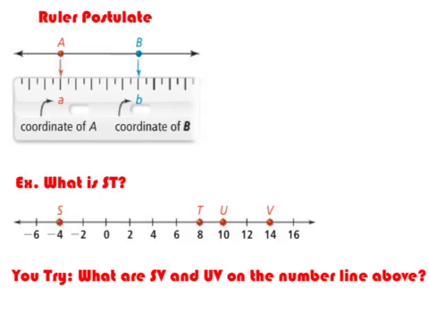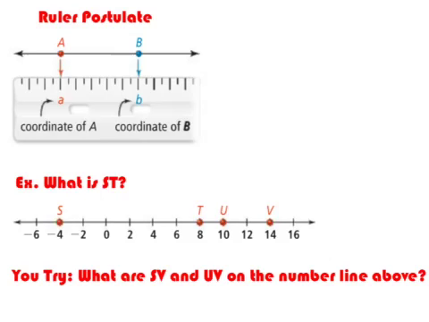So the ruler postulate is going to help us to measure lengths of segments using a given unit, and so that way we can find the distance between points on a number line. So for example, it says, what is ST? Now, we do want to kind of talk about how it said this right here, ST, because it's asking for the length, not the segment.